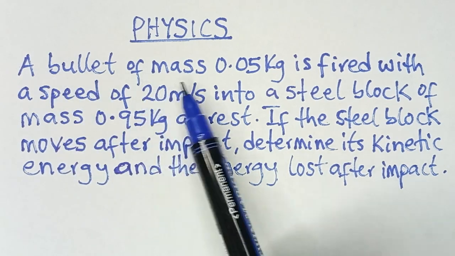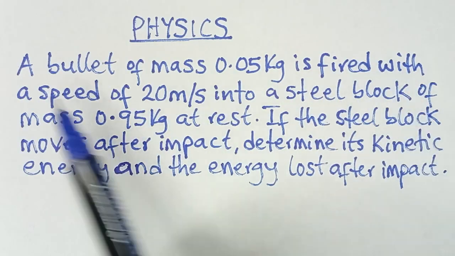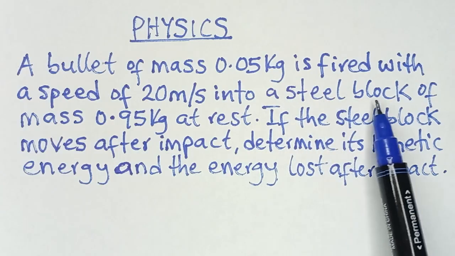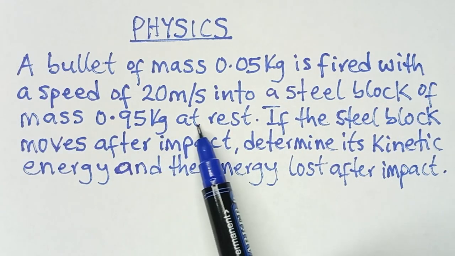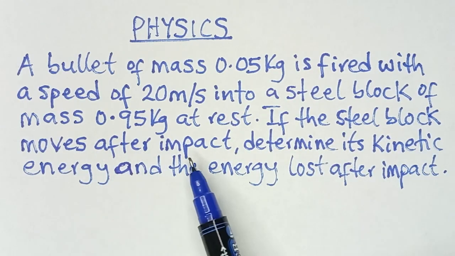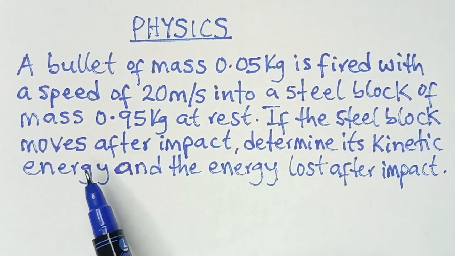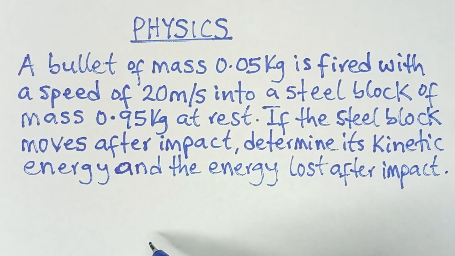A bullet of mass 0.05 kilogram is fired with a speed of 20 meters per second into a steel block of mass 0.95 kilogram at rest. If the steel block moves after impact, determine its kinetic energy and the energy lost after impact. Now, this is a question on collision.